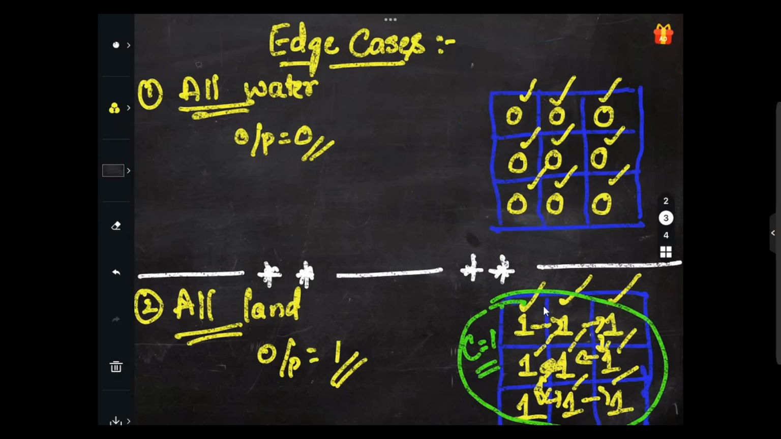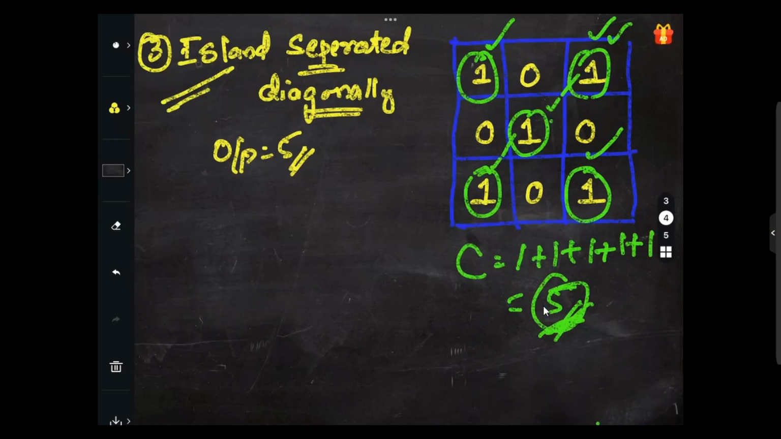So what are all the edge cases that we considered here? All water, all land, and the final one is island separated diagonally. So I hope all the 3 edge cases are clear along with the approach that we discussed. Now let's start writing the code.